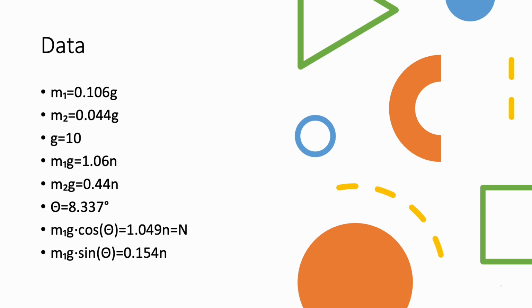It's simpler than 9.8. We found that theta was 8.337 using our trigonometric equations, and we set m1g cosine theta, which was 1.049 newtons, equal to the normal force, which it always is, of course. Now all we have to do is solve for friction and the static coefficient.